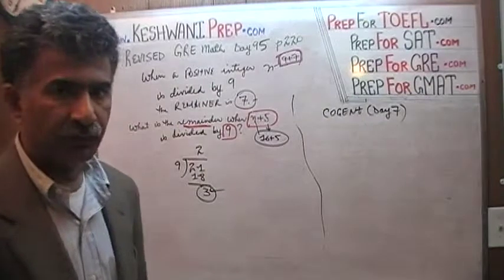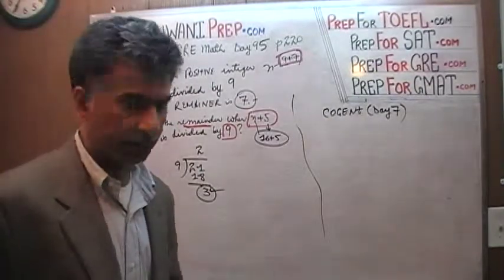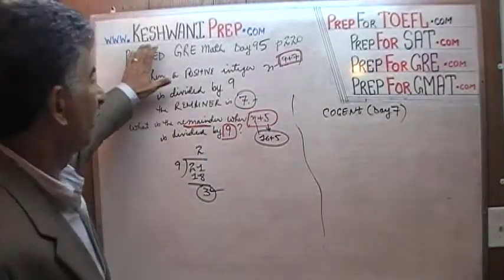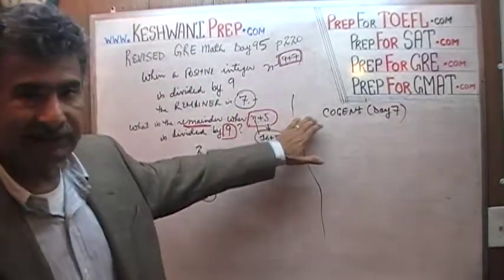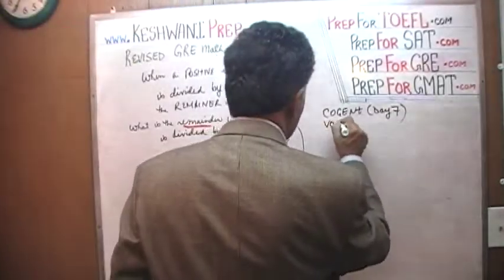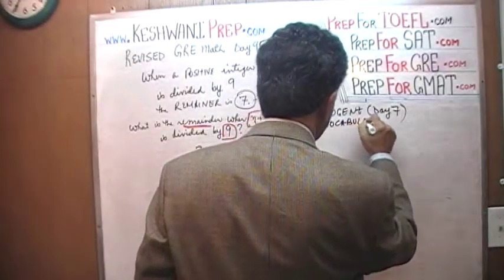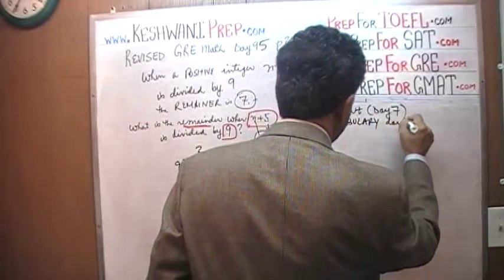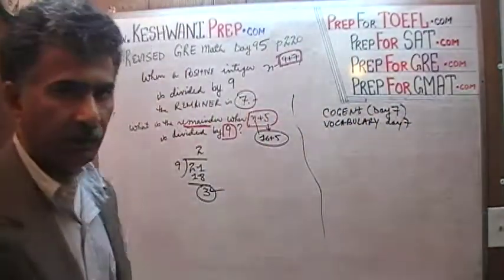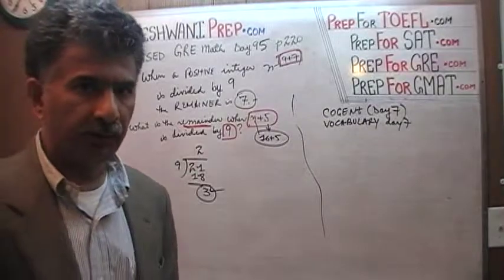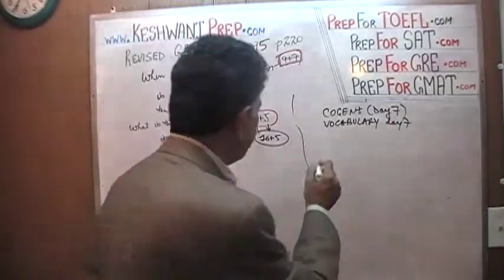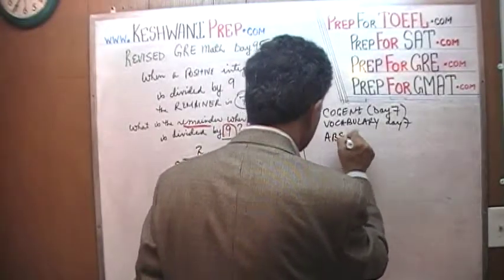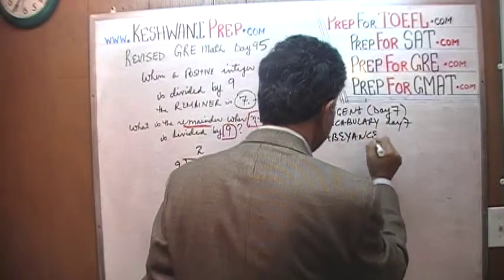The noun of cogent, well, if you're interested, you can learn it. You watch the video, just type in Keshwani, vocabulary, day 7, and my name, it will pop right up and learn it. You will learn that word along with some other useful words. Also, we learned the word abeyance. I said just leave it in abeyance.